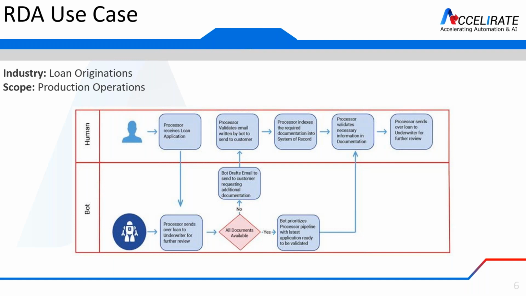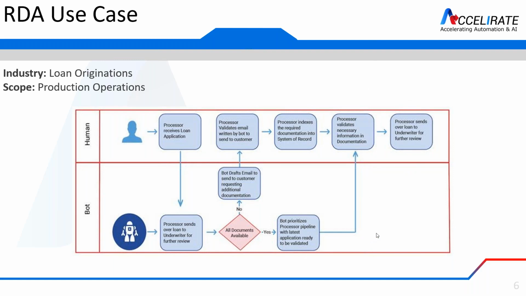And what would have to happen is if that documentation was not available, the processor not only could not validate, of course, that document, but they're also not able to send it over to the underwriter. And they have to send out an email or request to that borrower requesting that documentation. So instead of the user having to go through the system of record to determine, well, what documents do we have and what do we not, we decided on an easy use case that could be done quickly.